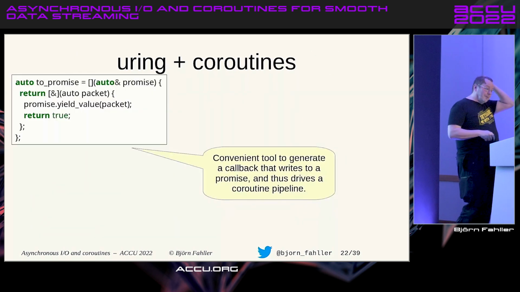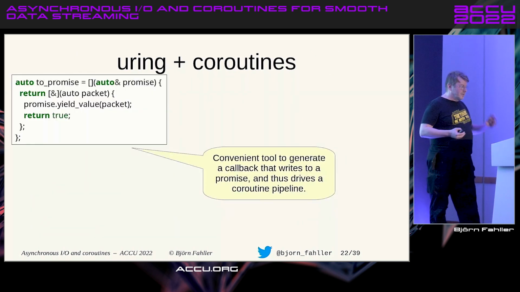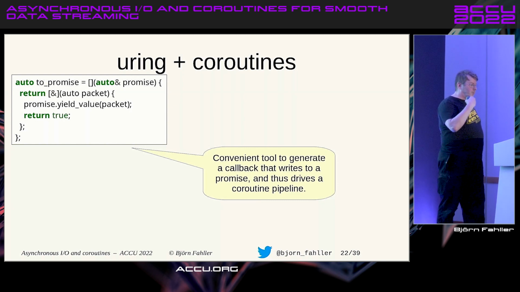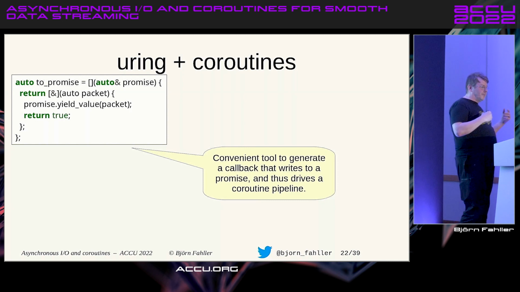So here's a little helper that is strictly not necessary, but it just shortens the code a little bit. When this lambda is called with a promise, it returns another lambda that just calls yield value with whatever it is called with.